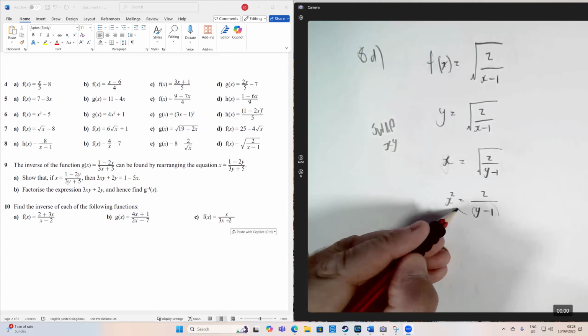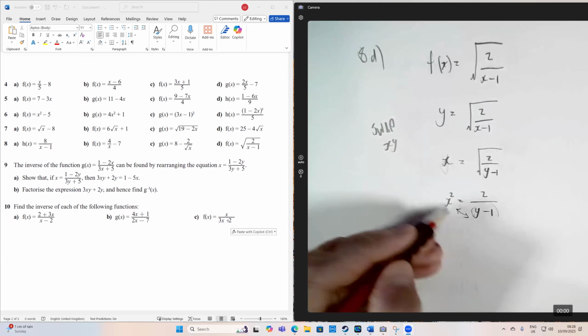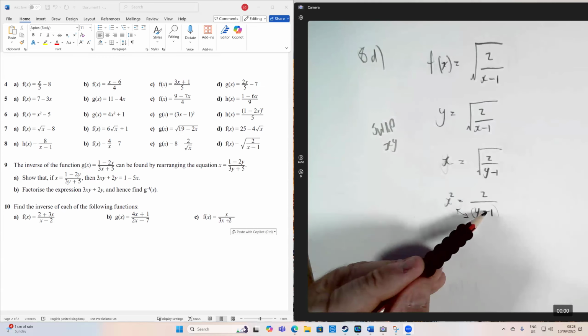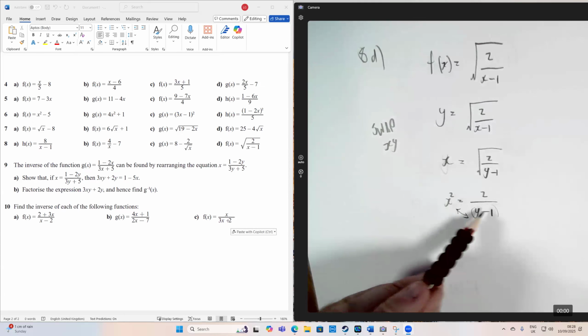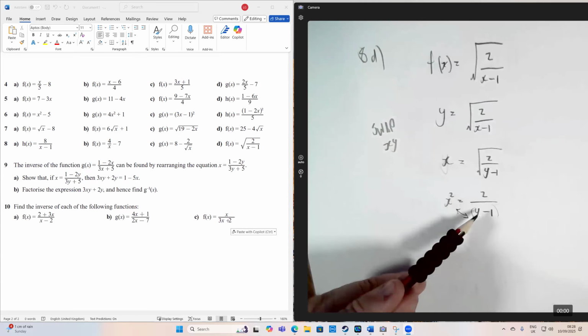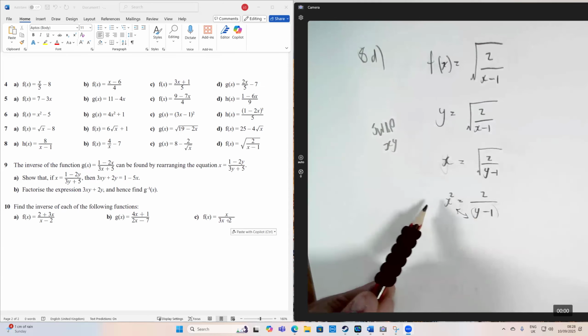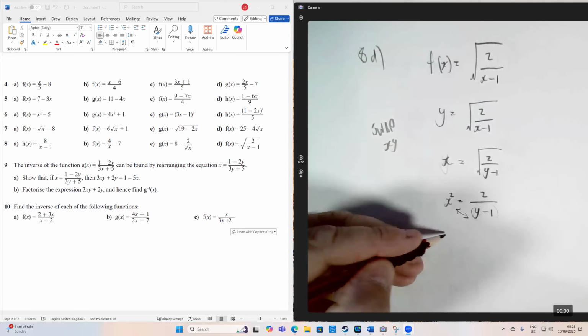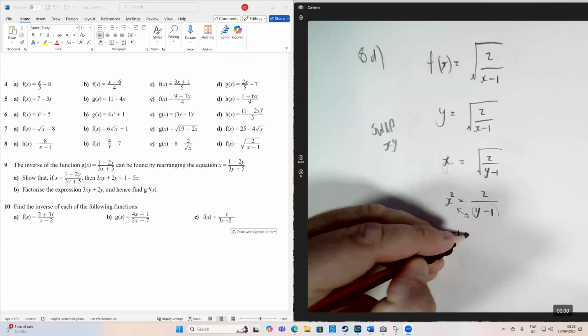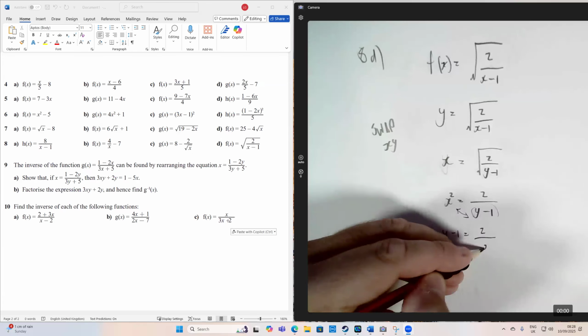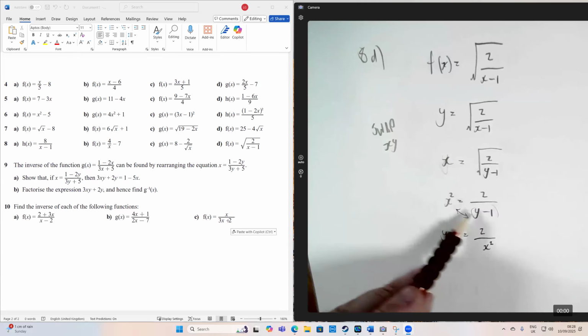So when you've got something equals something over something, it's okay to swap those two around in one go. All I'm doing there is timesing by y minus 1 and dividing by x squared, but it all happens in one go. I just think it saves a little bit of time to do that. So they've swapped places, okay?